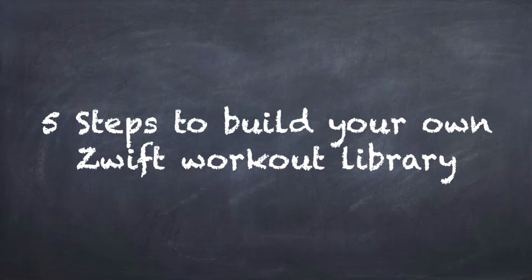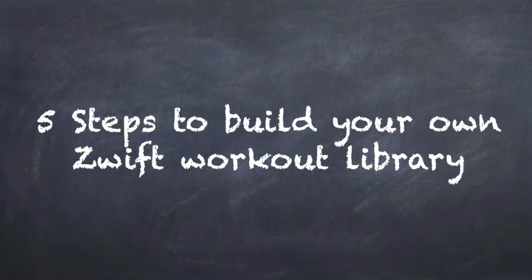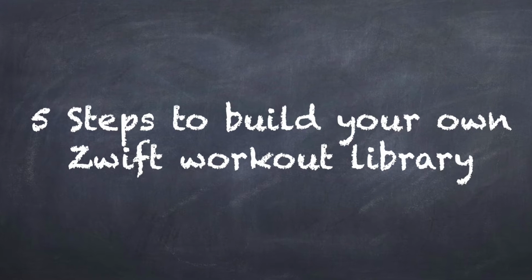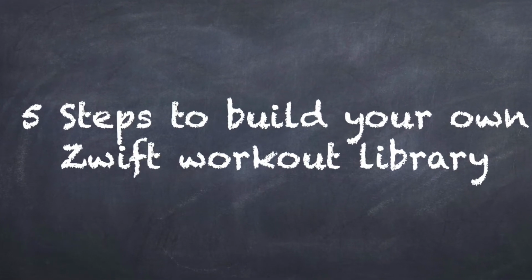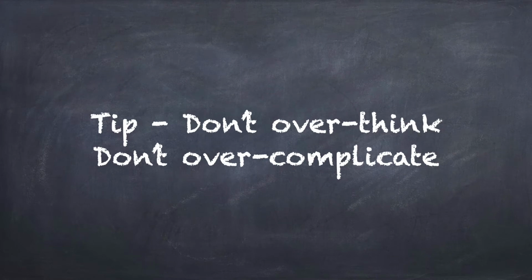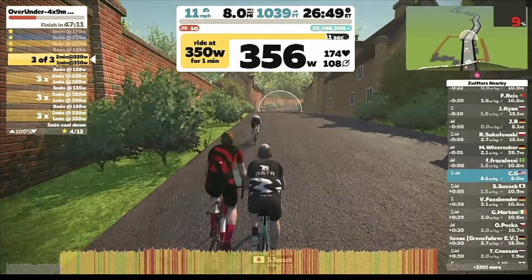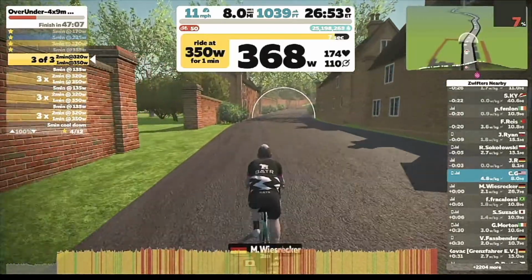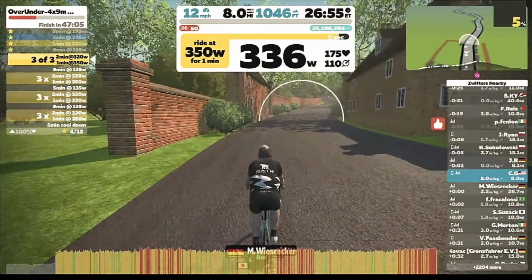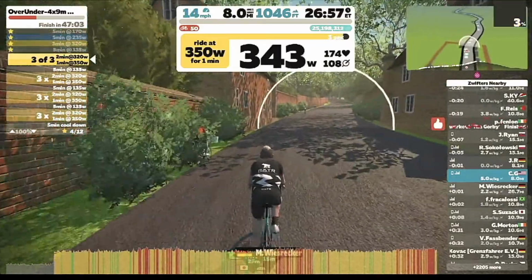Hi everyone, just wanted to talk about 5 steps to build your own custom Zwift workout library and things I would think about along the way as you do it. My first tip is basically don't overthink or overcomplicate your workouts in the process. If you look at some workouts from Zwift and, to a lesser extent, TrainerRoad, there is just a lot of complexity there that you don't really need.